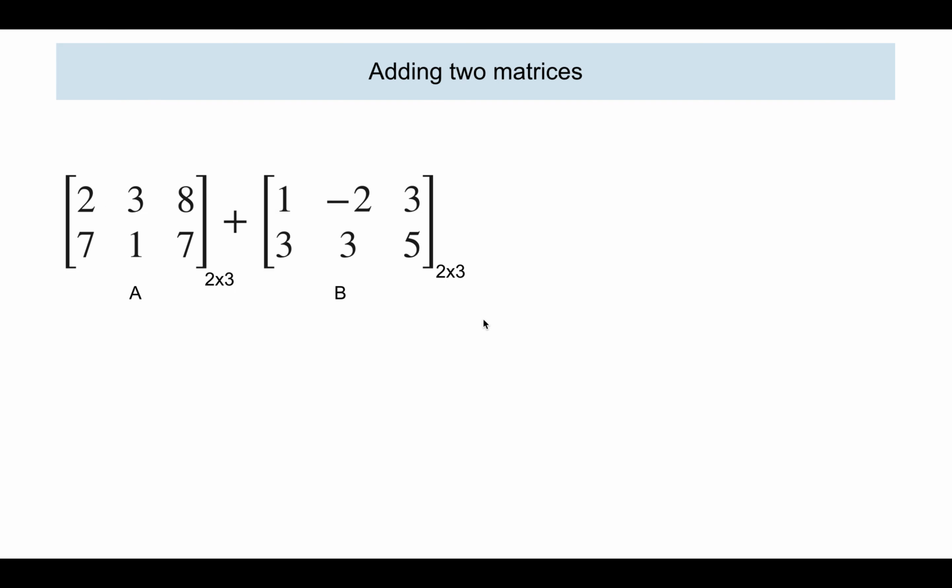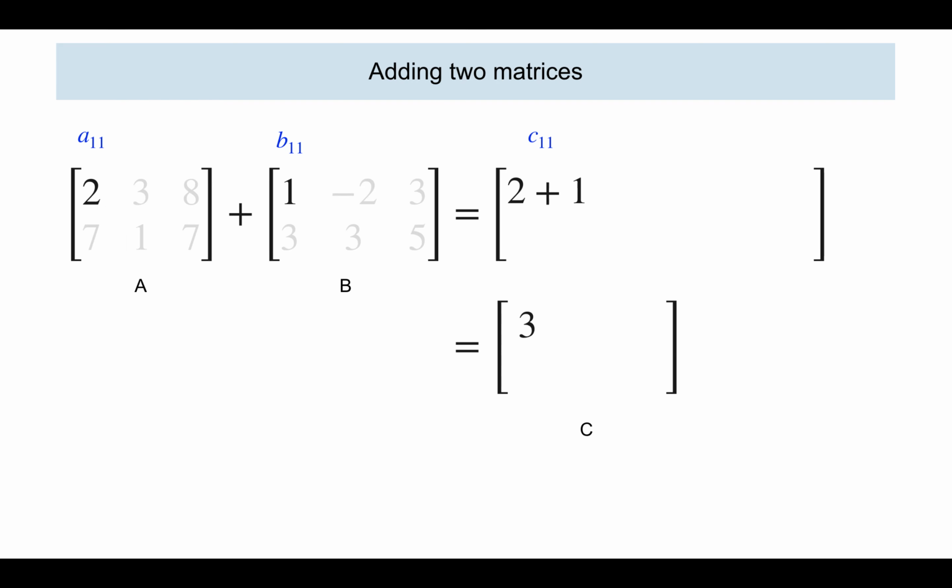Okay, so what I'm going to do is call the sum of this matrix C, right? And so what you want to do is find the elements of C. Okay, so how do you do that? Let's start with the first element, right? So the first element here is 2, A11. You add to that B11, which is the first element of B, so it's 1. And that is C11, which is the first element of C. So in this case, 2 plus 1 is 3 is the first element of C, right?